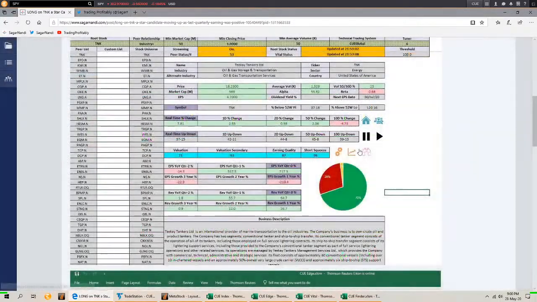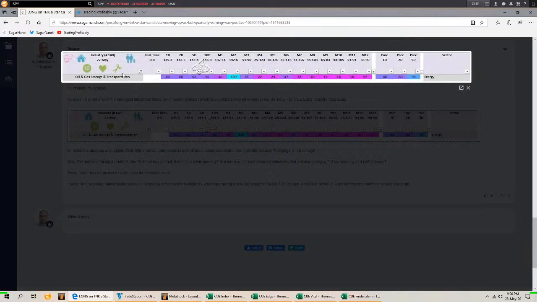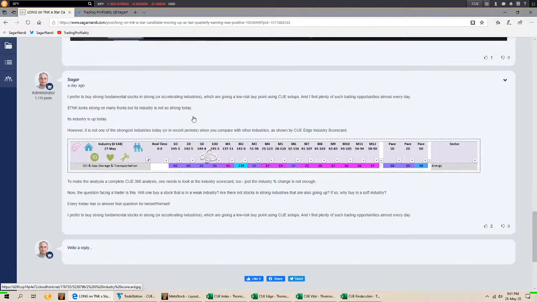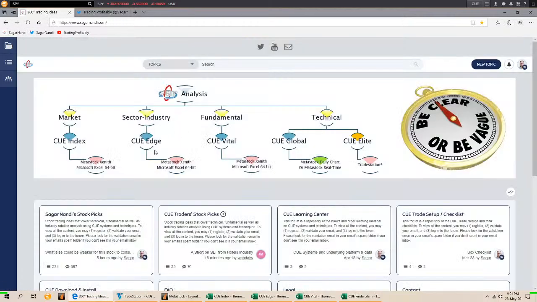But I commented when I saw the analysis that I added the scorecard for the industry from Q Edge, and I showed that the industry was not strong. So I didn't think of buying. I didn't buy. He might have bought, I don't know, but he shared the idea. Why I mentioned that is my post today. See the industry, oil and gas storage and transportation. Everything was good, but not the industry.